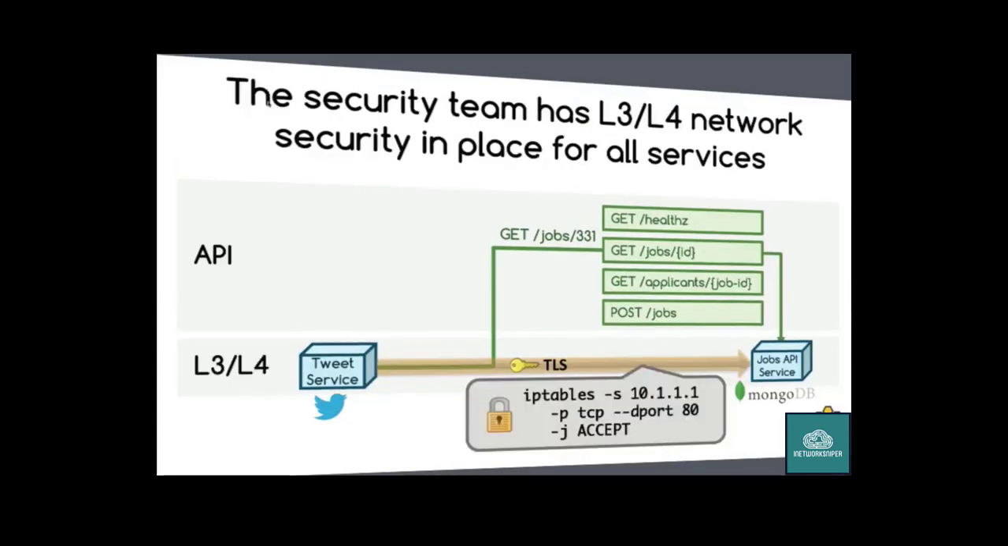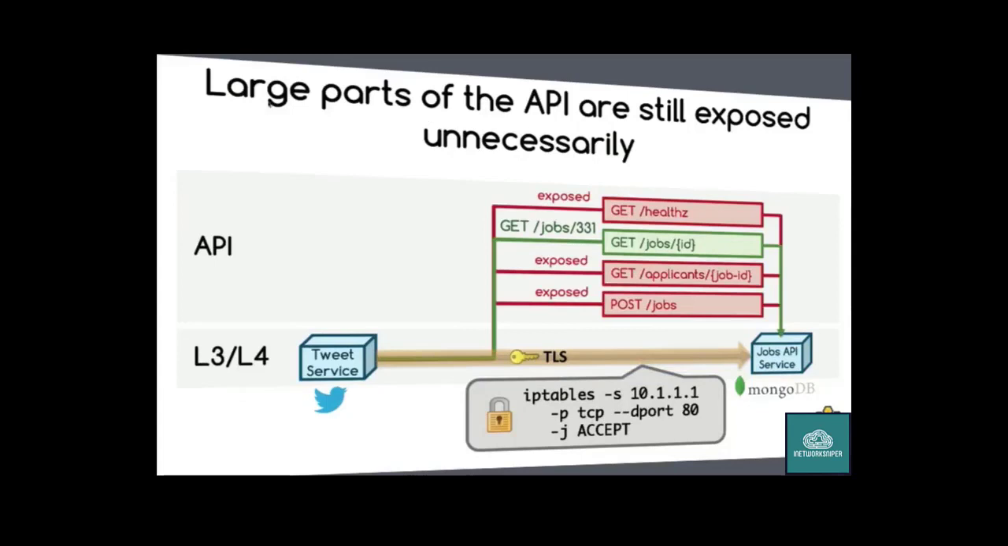So let's dive into the networking level. How would we try to secure this on a networking level? If you apply something like a Kubernetes network policy, it will get translated into an iptables rule like this, which says, well, this tweet service container has this IP, so you can talk to this jobs API service, and you can do that on TCP on port 80. This is how your firewall would look. So this would allow the containers to talk, but at the same time, it exposes all of the API endpoints.